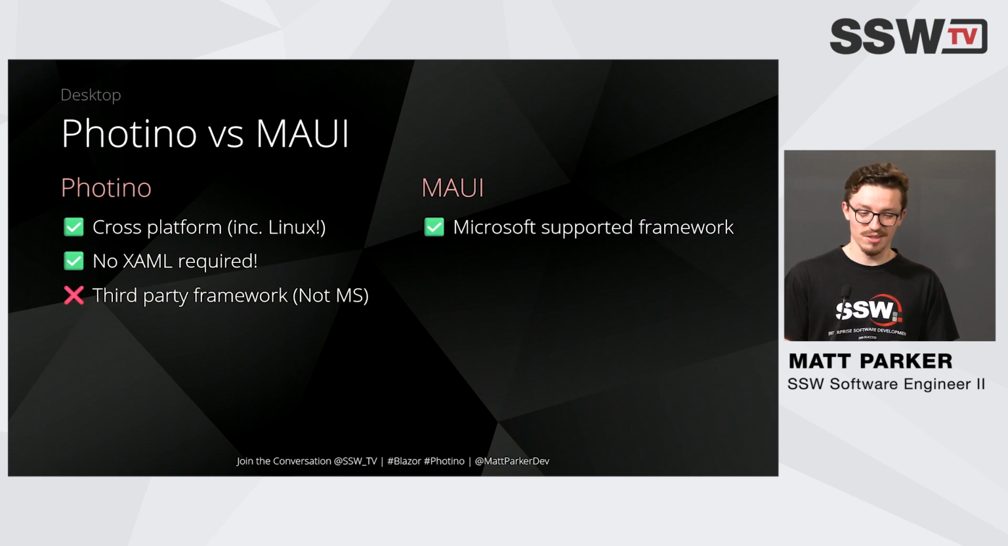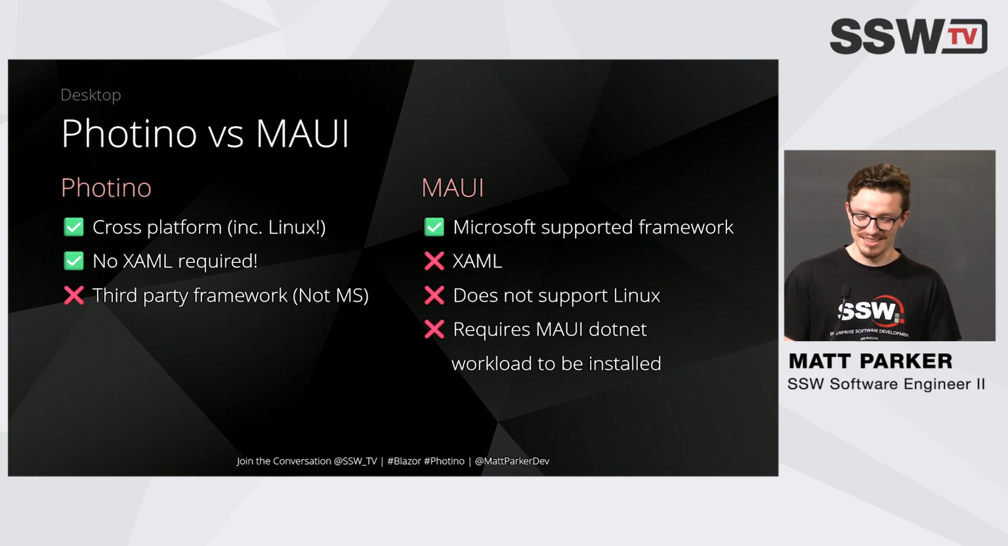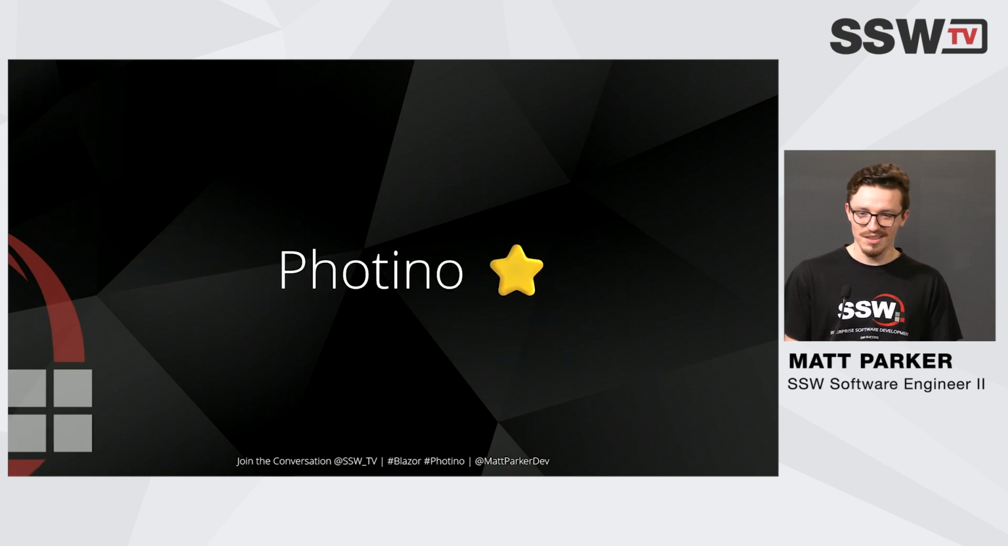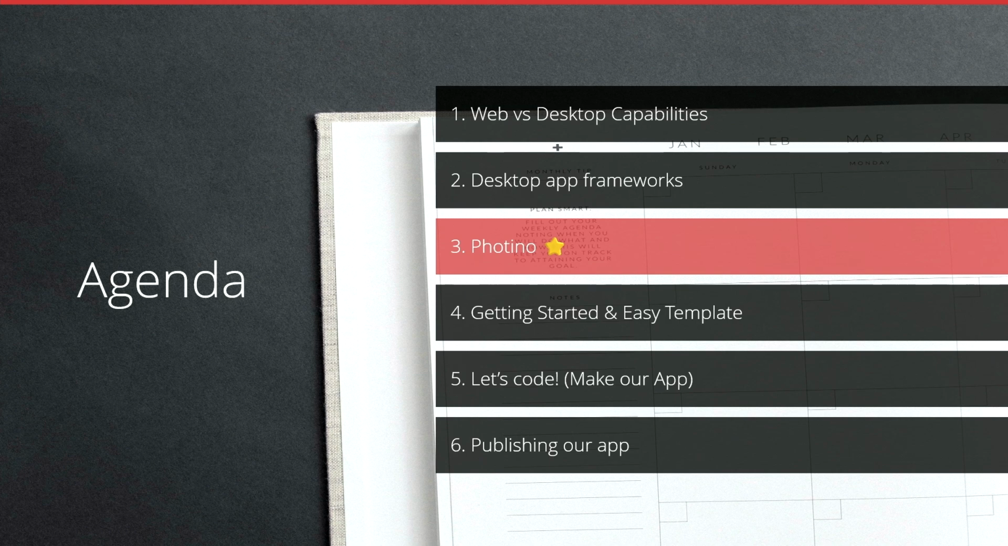MAUI is a Microsoft-supported framework, but you do have to write XAML, and it does not support Linux. It also requires the MAUI .NET workload to be installed, which is not a huge deal, but it's just more friction to getting started. So to me, the clear winner there is Photino. Let's take a look at it.